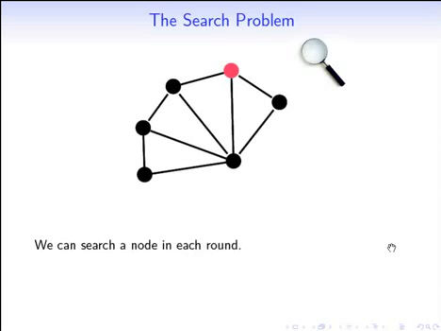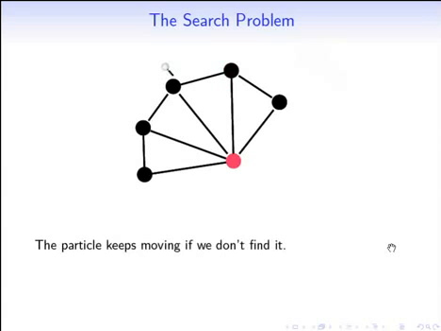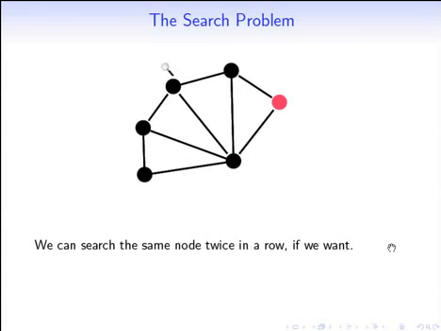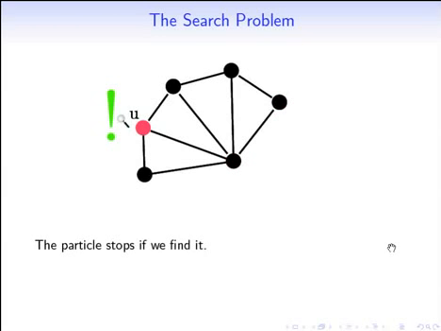So let's change the process dynamics in the following way. Imagine that in each round we're allowed to search a single node. If we happen to search a node where the particle is not, the particle keeps moving. We can search the same node twice in a row if we'd like to. We can jump to an arbitrary other node to search if we want. And if we happen to search the node where the particle is, then the particle stops because we found it.